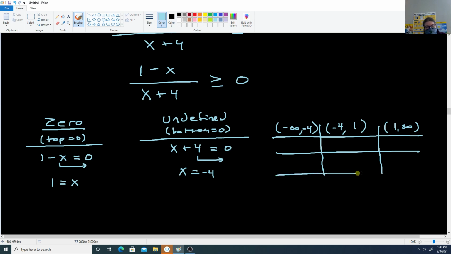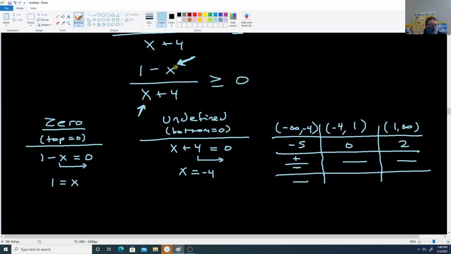So I'm going to choose an easy to work with number. So negative 5 from the first interval, 0 from this interval, 2 from there. We're going to plug into the x in the top of the division, and we're going to plug into the x in the bottom of the division. And I'm going to keep track of what sign in the fraction, what's the sign at the top of the fraction, and what's the sign at the bottom of the fraction. So then I put negative 5 in here. 1 minus a negative 5 is 1 plus 5, so that's a positive 6. When I put a negative 5 down here, negative 5 plus 4 is negative. Positive divided by a negative is negative.